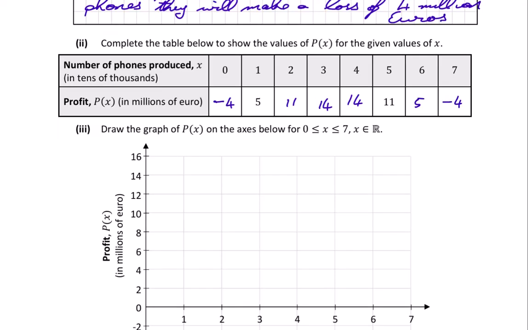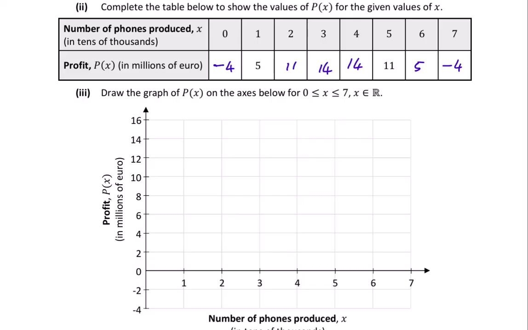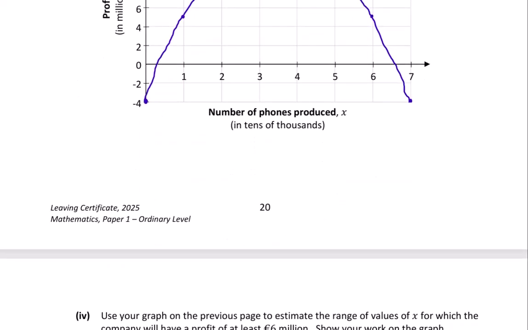So we have to plot these points now. So let's see, 0 is minus 4, so we're going to have a point down here. 1 is 5, so that's here. 2 is 11, so that is here. 3 is 14, so that's here. 4, 14 as well. 5 is 11, which is here. 6 is 5, that's here. And 7 again is minus 4. You just got to join these up then. Okay, you should end up with something like that. Hopefully yours is a little bit smoother than mine, but that's what we get.